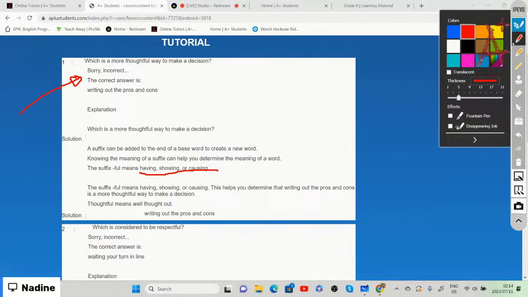So it says the suffix full means having, showing, or causing, and this helps you determine that writing out the pros and cons is a more thoughtful way to make a decision. So now you'll be able to see based on the positives as well as the negatives, right? Let me make my decision based on that, right? It is a more thoughtful way to make a decision, meaning you have thought about it, you even wrote it down.